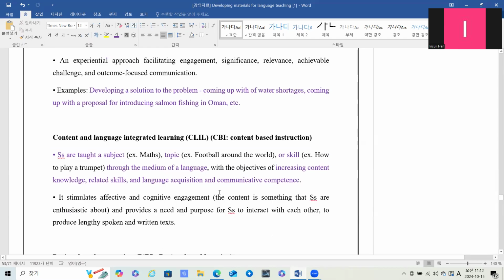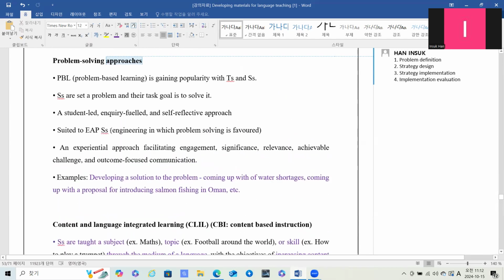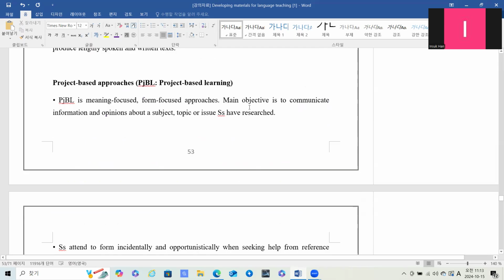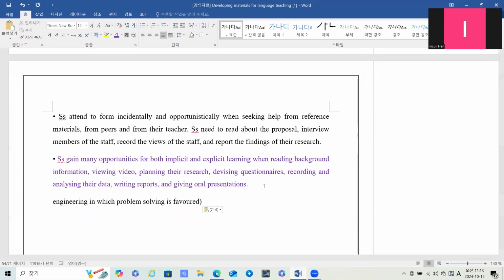I think there is something wrong here. This part is strange, I think. Actually, PBL started in medical education, and PJBL started in the engineering faculty. I think the writer has some confused idea, so let's change it. Okay.